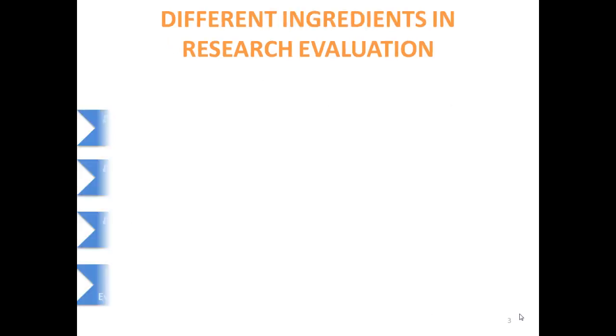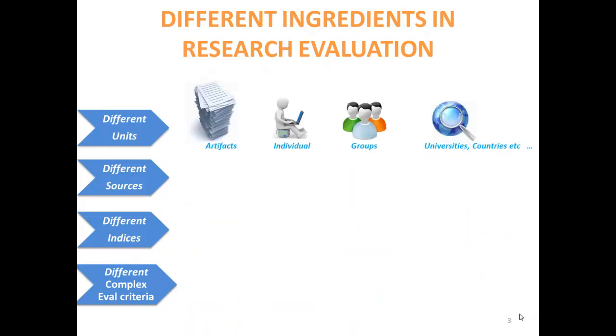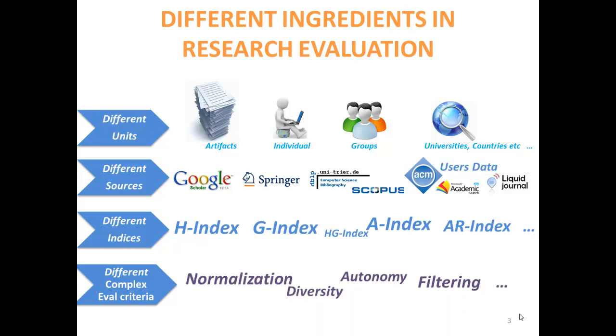In our opinion, there are a number of different ingredients used for this purpose. For example, there are different units which can be evaluated, like artifacts, individuals, groups, and so on. There are different sources available, like Google Scholar, Springer, DBLP, and there are many others. One can use different indices for assessment, such as H-index, G-index, AR-index. Different complex evaluation criteria can be used, for instance, to check the diversity or autonomy of a researcher, applying different filtering criteria. And there are many others depending on the situations.